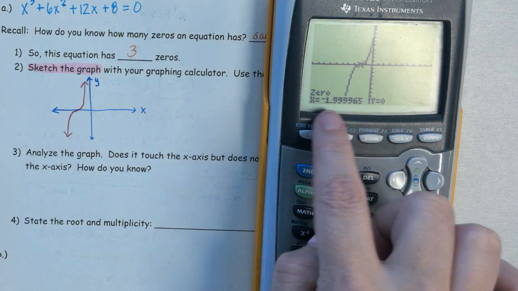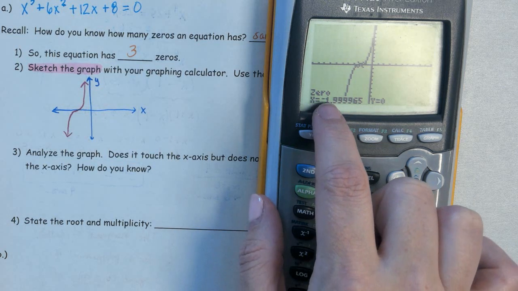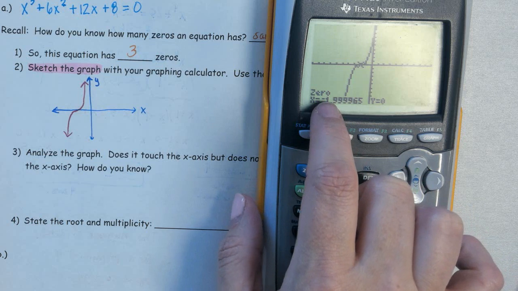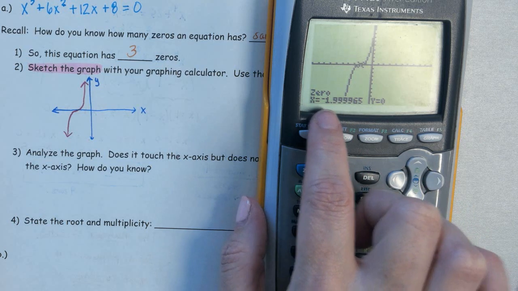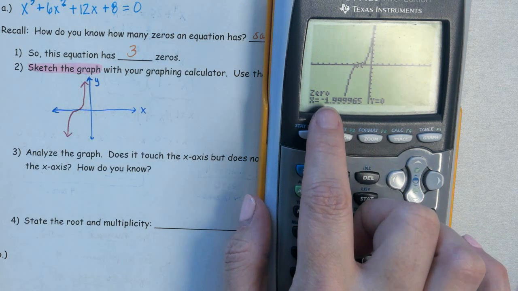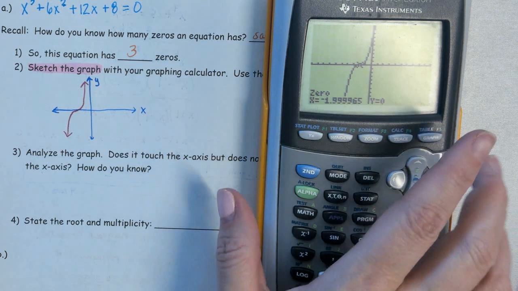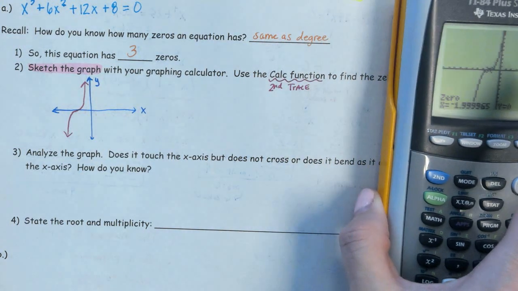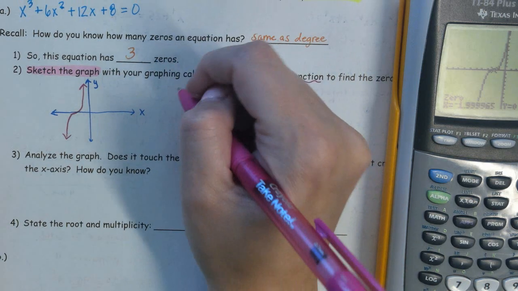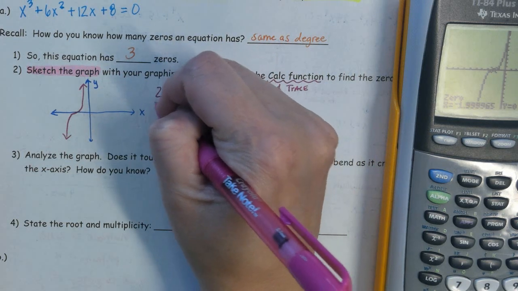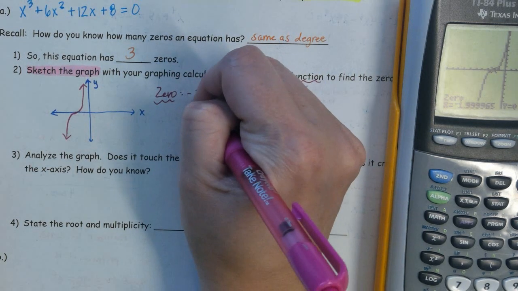Okay, and then look, sometimes you'll have negative 2, sometimes you'll have negative 2.000, sometimes it'll be negative 1.99999, and you'll have to round it up. So your 0 here is what? Negative 2. Did some of you get negative 2 exactly? If you have the flat calculators, you may have gotten that. Okay, so your 0 is negative 2.